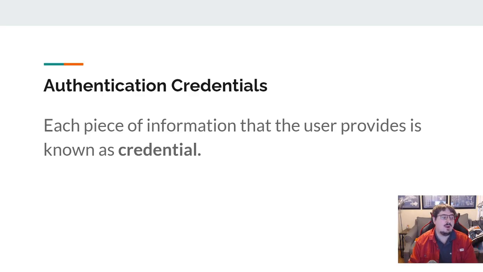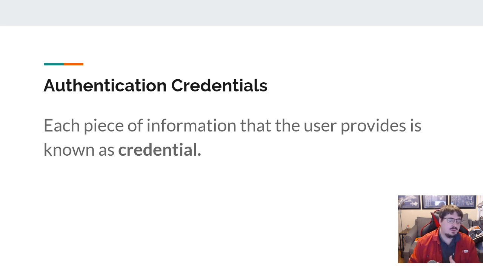So before I define factor, I need to define one term quickly: authentication credentials. Each piece of information that you provide in the authentication process is known as a credential. Every piece of information you provide is a credential. So, for instance, if I have a login form with a username and password, how many credentials am I asking for? Two. I'm asking for a username and a password.